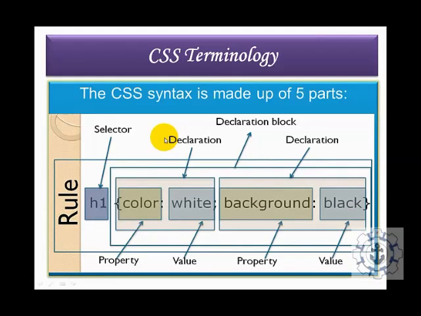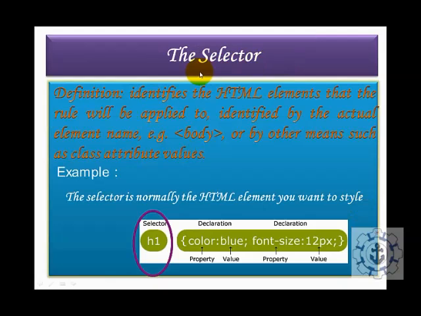Once again, we see one more example. It's a rule. The syntax of CSS is made up of 5 parts. One is a selector and the other is a declaration. See, this entire part is called a declaration, where a declaration consists of a property and a value. And this is also one more declaration, consisting of a property and a value. This entire thing is called a declaration block, and these are the opening and closing curly braces.